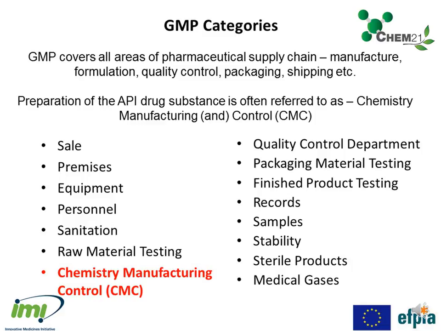So GMP really covers all areas of the pharmaceutical supply chain: manufacturing, formulation, quality control, packaging, shipping, etc. And some of these we can see in the lists down here. The preparation of the API drug substance is often referred to as chemistry manufacturing control or CMC.